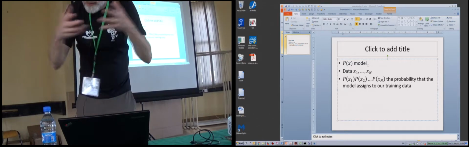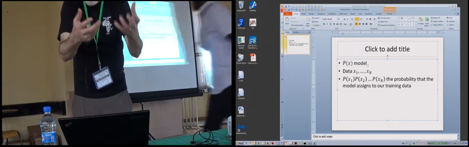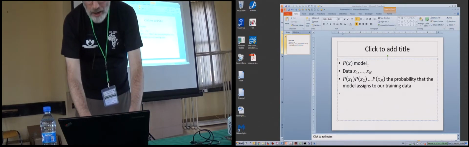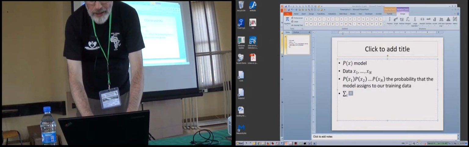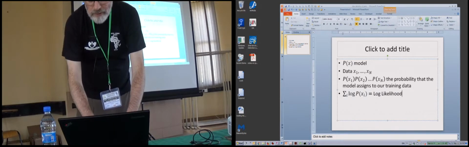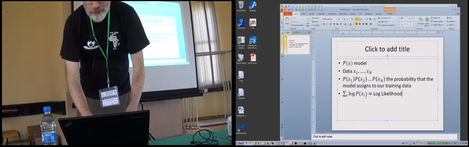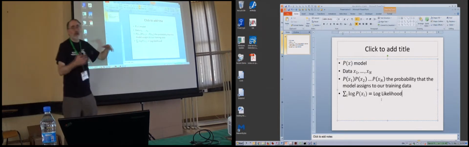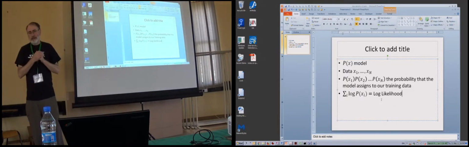You multiply probabilities to get the probability of x1 and x2, because they're independent, we can multiply them. Or if we take logs, this becomes the sum over i of log of p of xi. And this is known as the log likelihood. These are likelihoods, and these are the logs of the likelihoods. So this is the usual measure we evaluate.